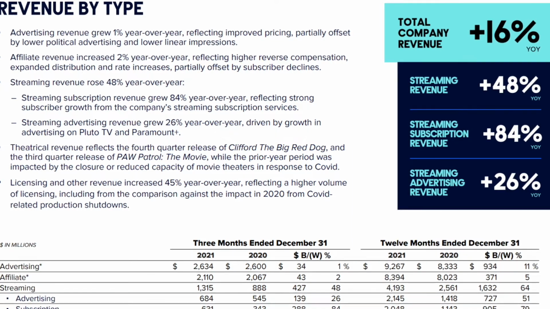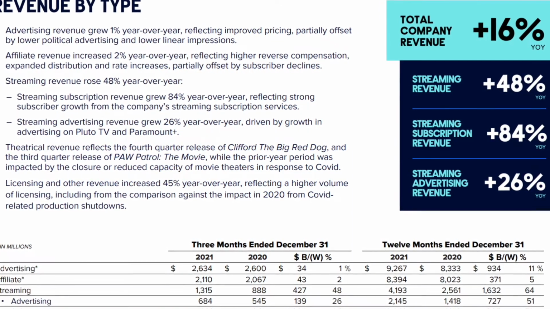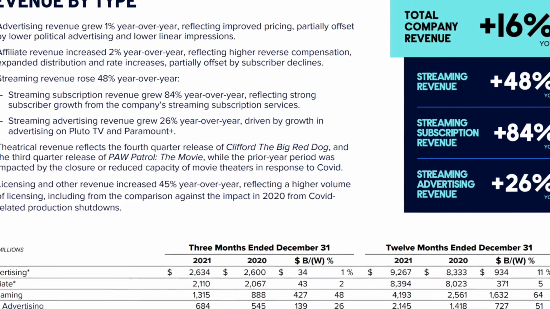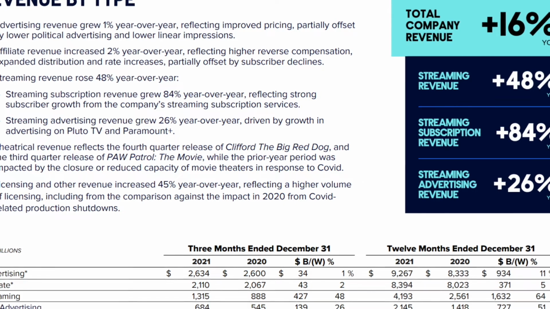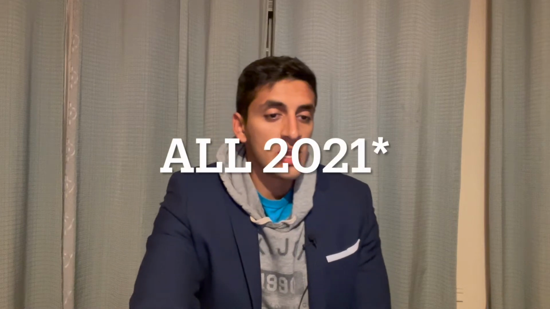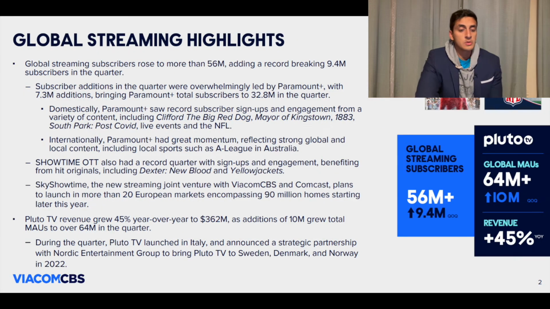So the total company revenue was up 16% year on year. Streaming revenue was up 48%. Streaming and subscription revenue was up 84%. And streaming and advertising revenue was up 26% for the year. Now in Q4 of 2021, they did add 32.8 million subscribers to Paramount Plus, but the one thing they don't say in this earnings report is that if you're subscribed to T-Mobile, you get a 1-year free Paramount Plus subscription on T-Mobile. So quite a few of these subscribers could have been from T-Mobile, and we don't know the exact numbers as it isn't reported in this report.